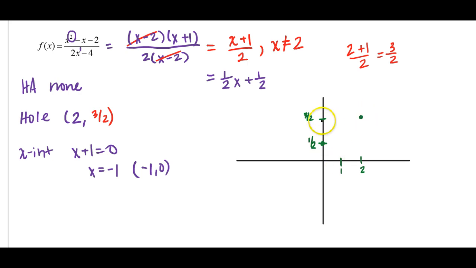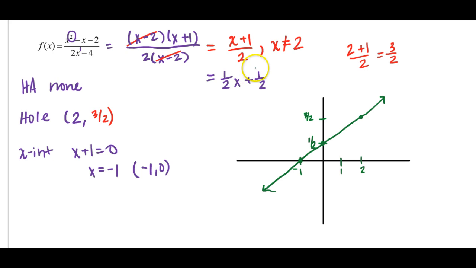So I'm going to go up 1. That would bring me to 3/2. And then over 2 would bring me to 2. And then I know that my x-intercept is negative 1. So I'll try to make it so that it's going to look like a line when I draw it right now. So I'm going to go through these points. And this is the line 1/2 x plus 1/2.